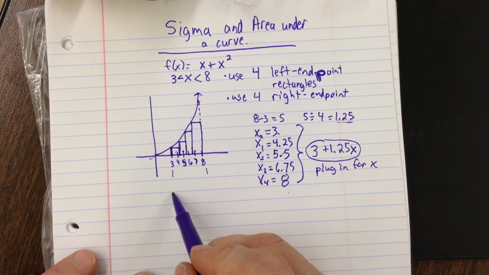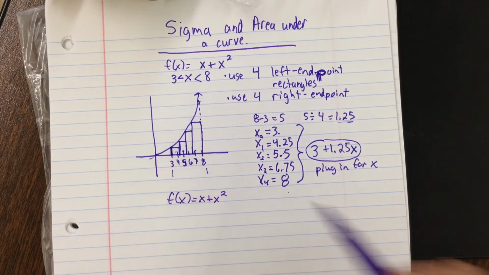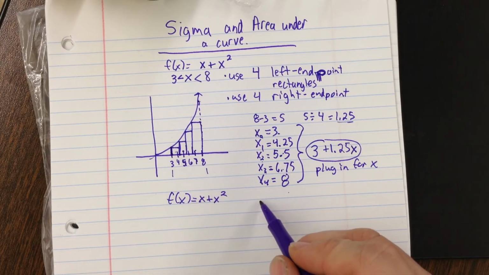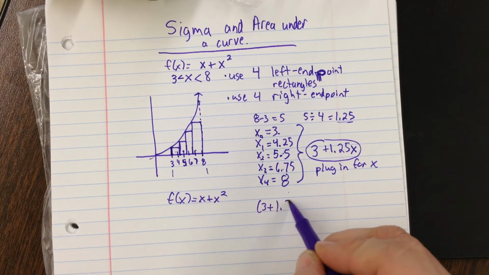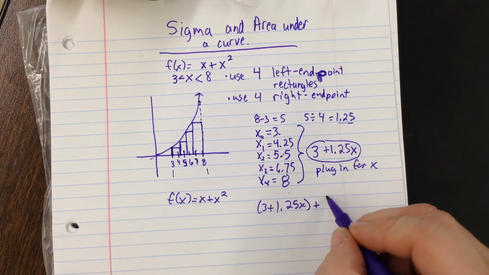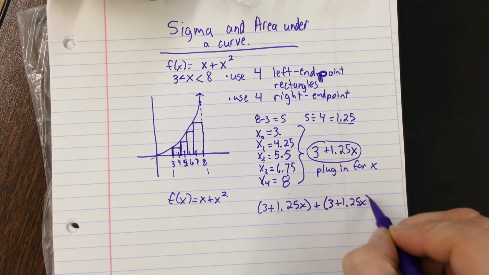So our original equation was x plus x squared. We are going to now plug that in, and it's going to look like this. Instead of x, we're going to have 3 plus 1.25x, plus x squared. We're going to have 3 plus 1.25x, quantity squared.